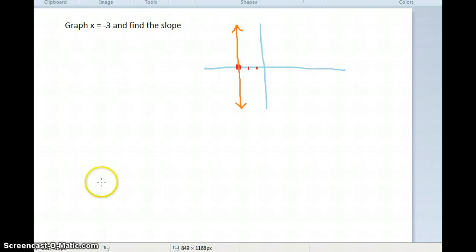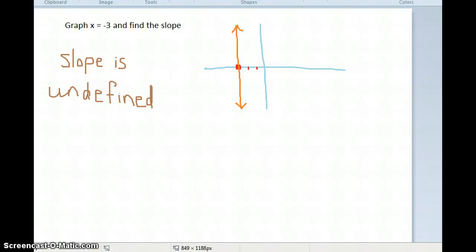So they asked me to find the slope after graphing. I will just write slope is undefined. Now, if that problem had y equals negative 3, then I would have looked at negative 3 on the y-axis, and it would have been a horizontal line. And horizontal lines have a slope of 0. But since it's x, I look for negative 3 on the x-axis, and it is a vertical line.